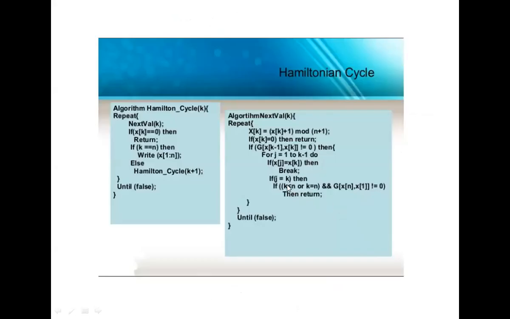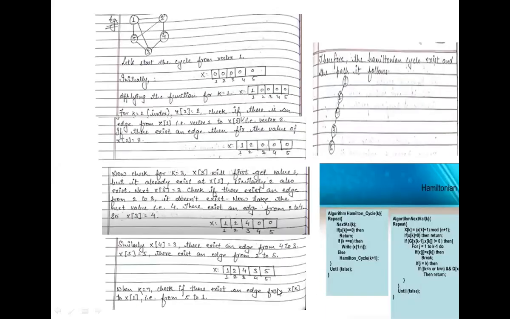See here, if k is 5, or if k is less than 5 or k equals n, then you have to check the condition that there is a path from that node to the starting node. That is, if there is a path from 5, then there exists an edge from 5 to 1. So there exists an edge from 5 to 1, and now return true.